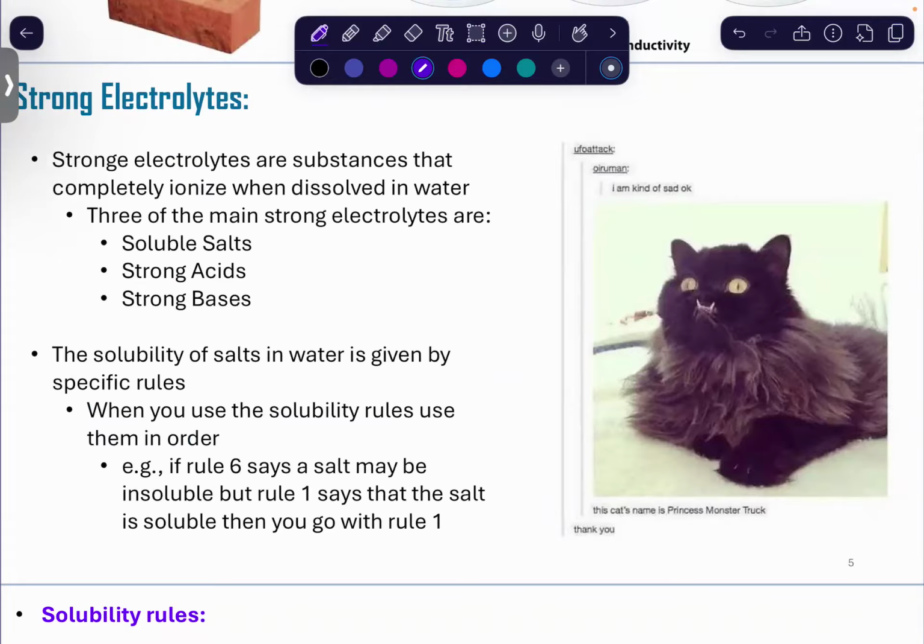Solubility of salts, for example, has specific rules. I've given you a list of these rules that you can use as we talk about solubility throughout the summer or the semester, depending on when you're taking it. When you use the solubility rules, you want to make sure you use them in order. If a rule further down the list says that the compound is insoluble, but rule one or two says it's soluble, then you go with rule one or two. So these rules are in a hierarchy.